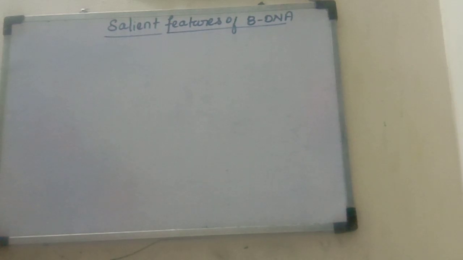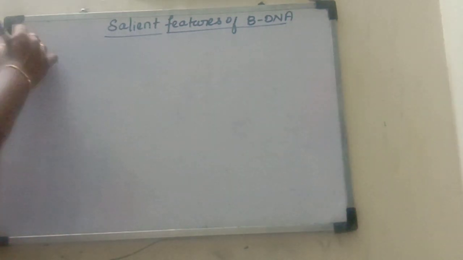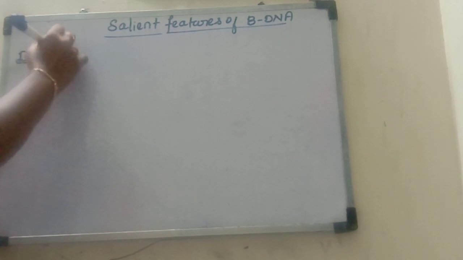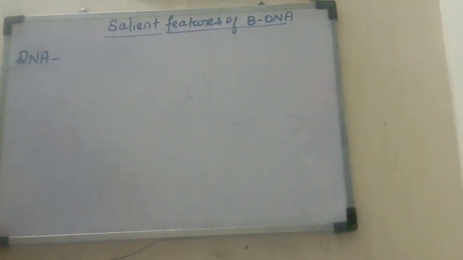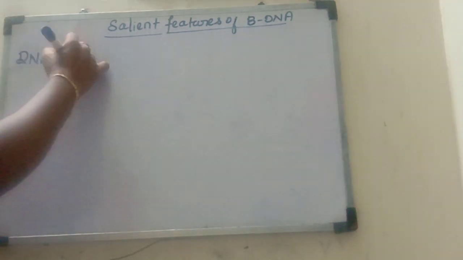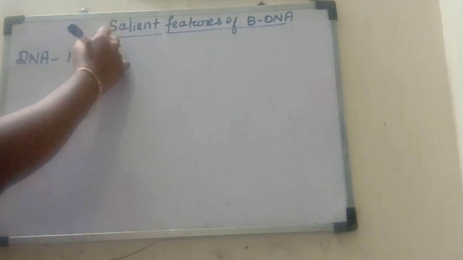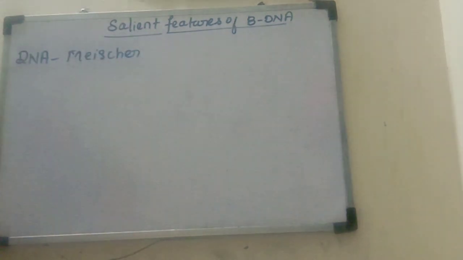Genetics chapter basic terms, basic structure of nucleotide, we have completed. So today we are going to see the salient features of bDNA. So DNA was discovered by, as we saw in the first video, who discovered DNA? Friedrich Miescher. He only first discovered the DNA.